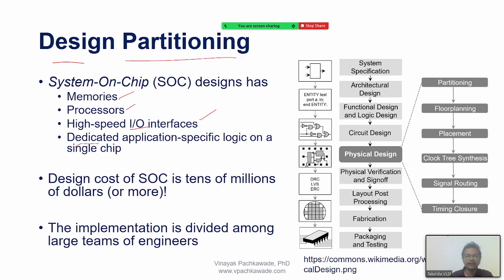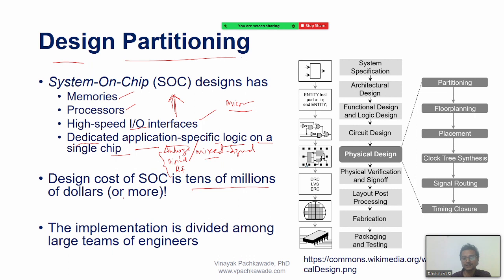And we also have dedicated application specific logic on a single chip. As I said, it means you have analog blocks, and I have used the term mixed signal, right? Mixed signal is analog and digital, and RF, radio frequency. So that makes a system on chip. I just gave you the example of a microprocessor as a system on chip, and it will have many blocks inside it. The design cost of these systems on chips is tens of millions of dollars nowadays.